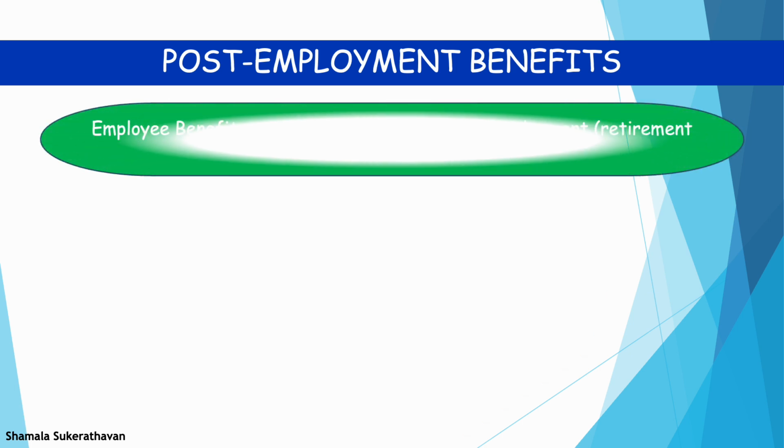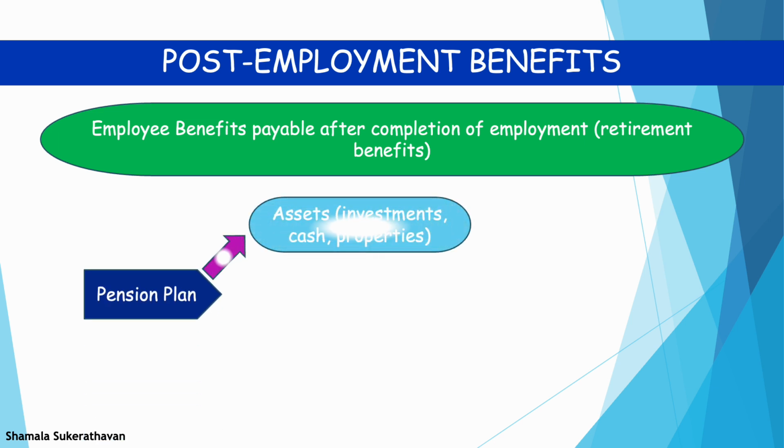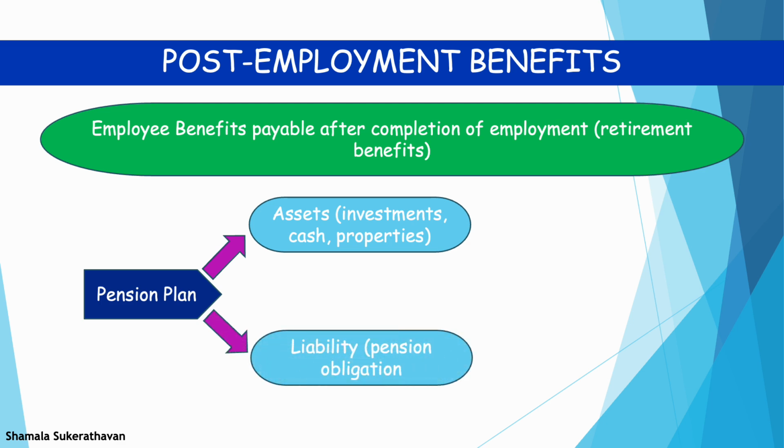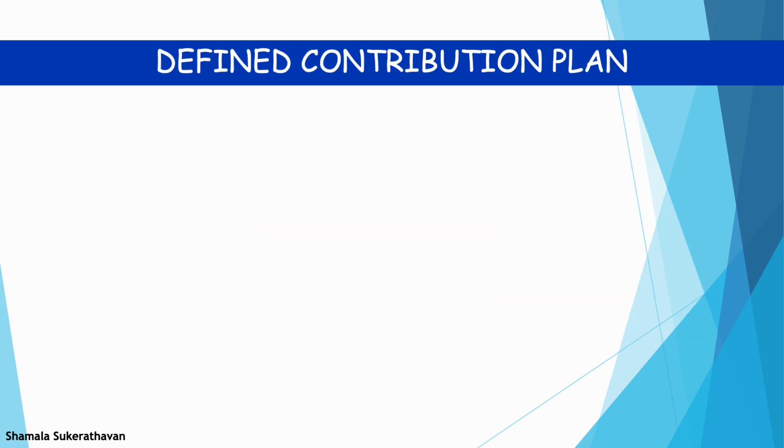Next, we will look at post-employment benefits. These are employee benefits payable after completion of employment. It normally relates to retirement benefits. A post-employment benefit or pension plan consists of a pool of assets, normally investments, cash, and properties, together with a liability for pension payment obligation. The return earned on the pension plan assets is used to settle the pension obligation. The two main types of post-employment benefit plans are defined contribution plans and defined benefit plans.